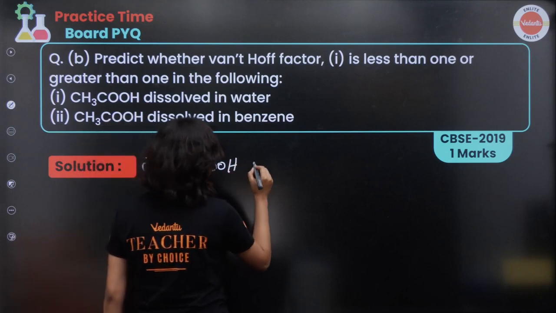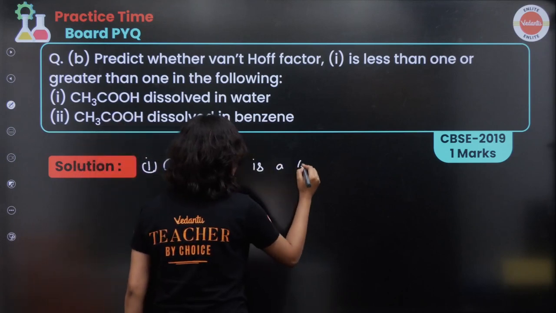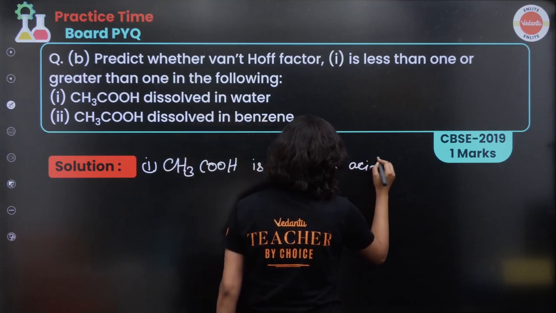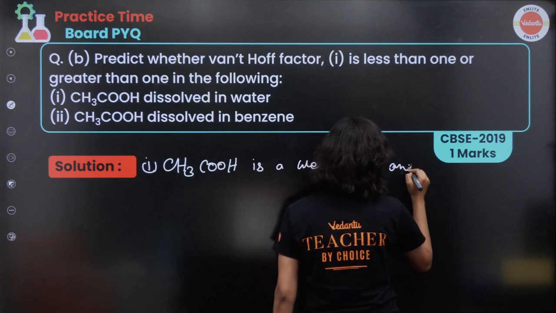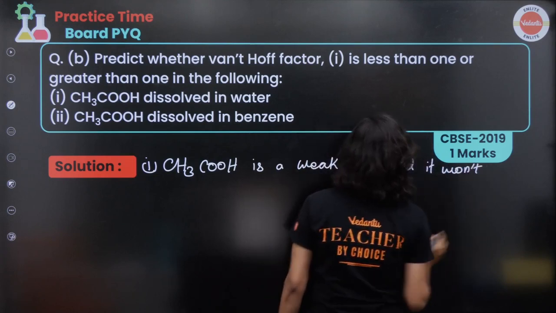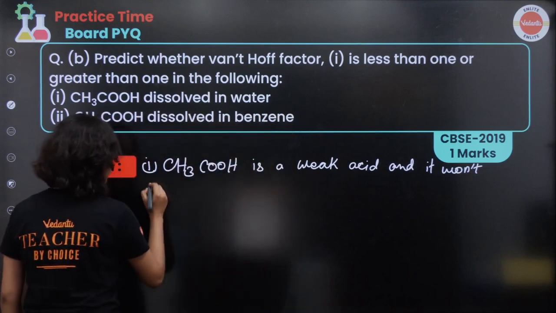CH3COOH is a weak acid and it won't dissociate completely.